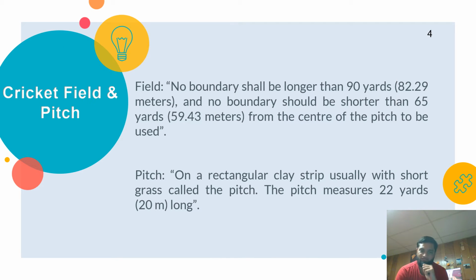Okay, so let's first learn about the cricket field and pitch. What is the most important thing for any kind of game? The field. Of course, cricket is an outdoor game, so it should be very big. No boundary shall be longer than 90 yards, and no boundary should be shorter than 65 yards. And the pitch is where the batsman stays and the bowler throws the ball. That's the main part of the game. It is a rectangular clay strip, usually with short grass, called the pitch. The pitch measures 22 yards, almost 20 meters long.